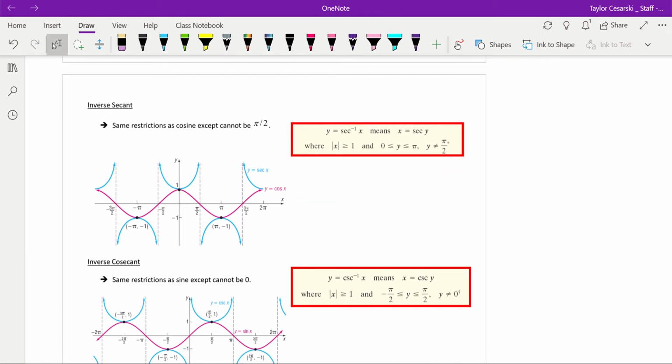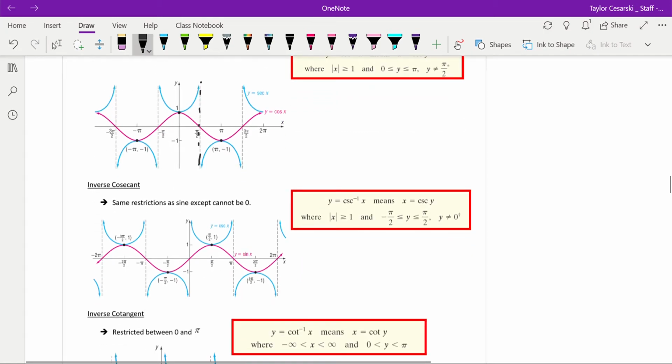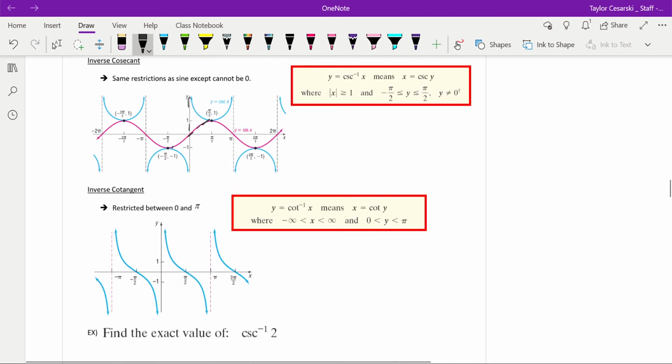All right, inverse secant, cosecant, and cotangent. This is not really that essential, but I do just want to at least show it to you. So secant is going to be the same restrictions as cosine, with the exception that it cannot equal pi over 2 because we know there's going to be an asymptote there. Cosecant is the same restrictions as sine, but it cannot be 0. Where are we at? Yep, it cannot be 0 because there's going to be an asymptote there. And cotangent is just going to be the same.